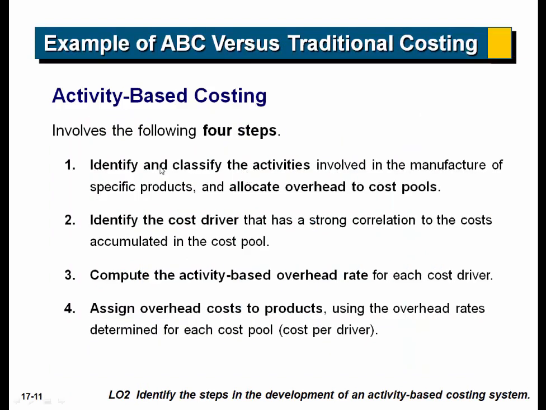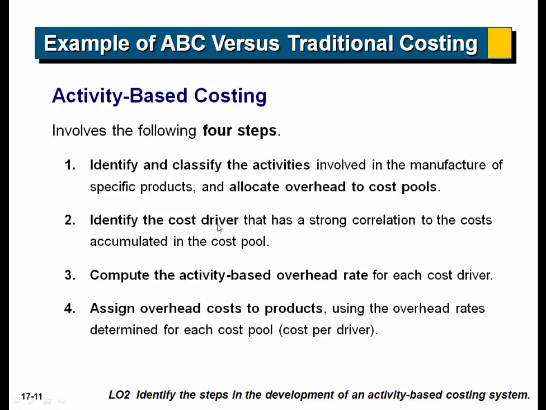So what you do, in 4 steps, is identify and classify activities involved in the manufacture of specific products and allocate overhead to cost pools. So you're really, I don't like the word allocate here. I would say you assign overhead costs to cost pools.